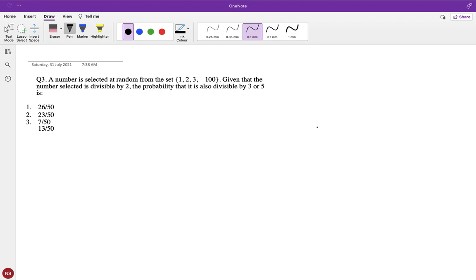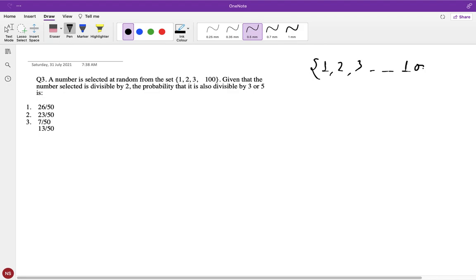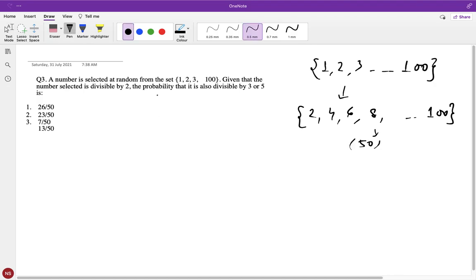A number is selected at random from the set 1 to 100. So there are 100 total numbers given to us. I'm selecting a number at random from this set. Given that the selected number is divisible by 2, the set which is divisible by 2, we all know this, right? How many numbers? 50. 50 even numbers are selected. We are being asked the probability that it is also divisible by 3 or 5.